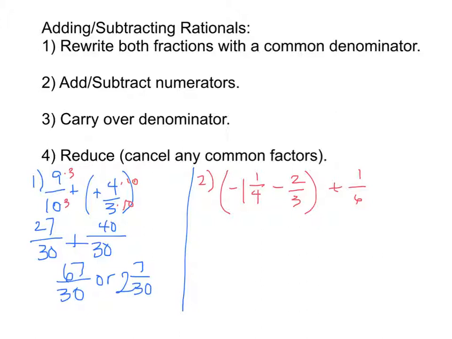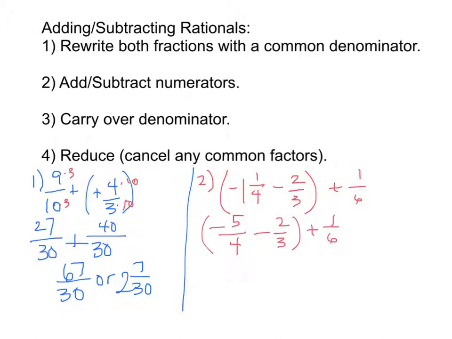The way that we make it improper is you take the integer negative 1, you take that 1 times the 4, 1 times 4 is 4, and then you add whatever's on the numerator. So 1 times 4 is 4, 4 plus 1 is 5. So my new numerator is 5. This 4 carries over as my denominator, leaving me negative 5/4.